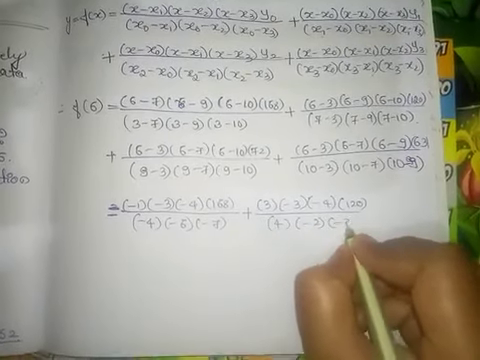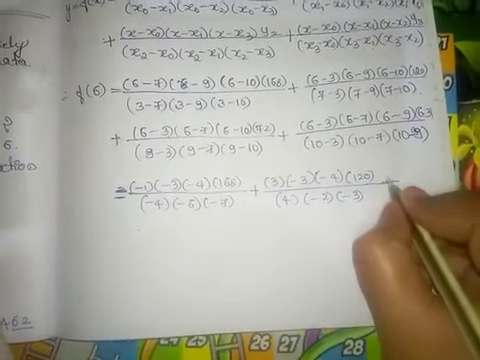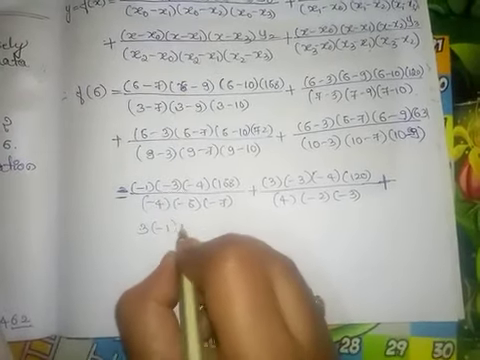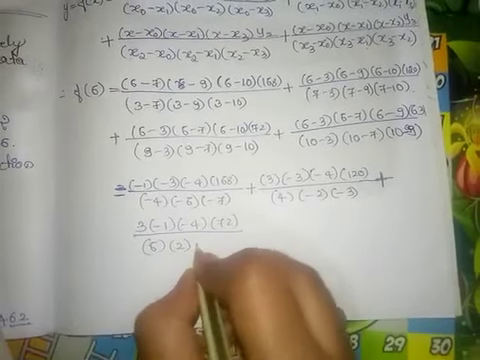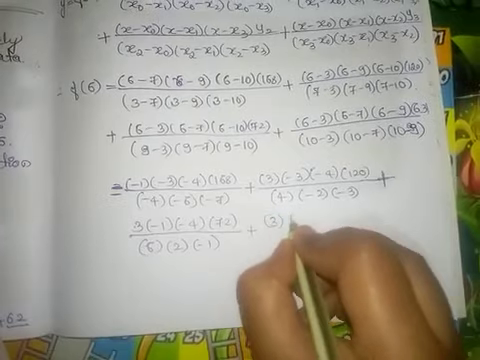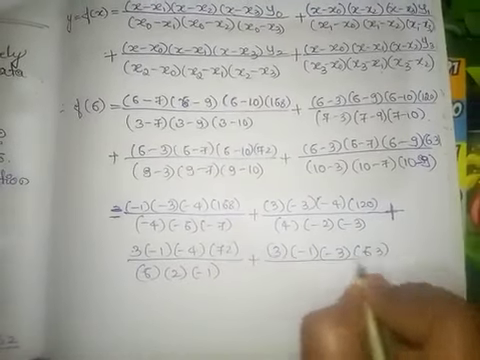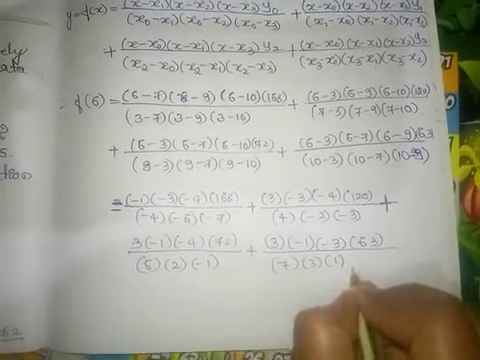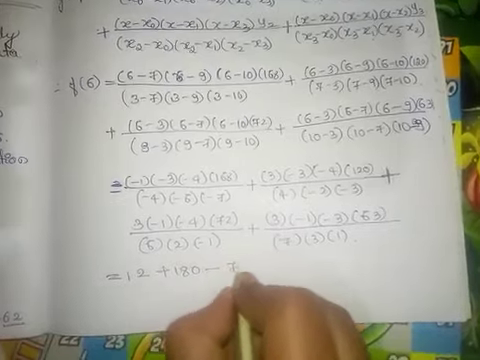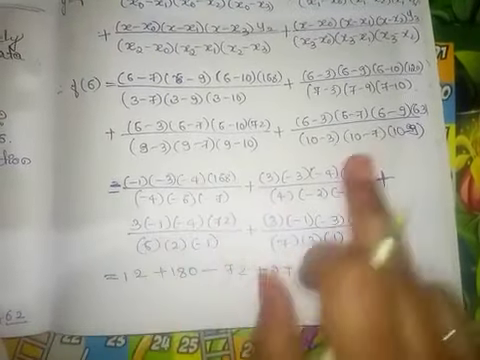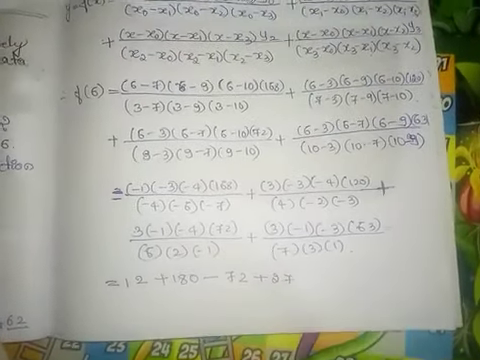plus, I will write the next term below, this is plus (3)(−1)(−4) into 72 whole divided by (6)(2)(−1), plus (3)(−1)(−3) and 63 whole divided by (7)(3)(1), which is equal to 12 plus 180 minus 72 plus 27. From this we get 12, from this it will be 180, from this it is minus 72, and the value of this is plus 27.